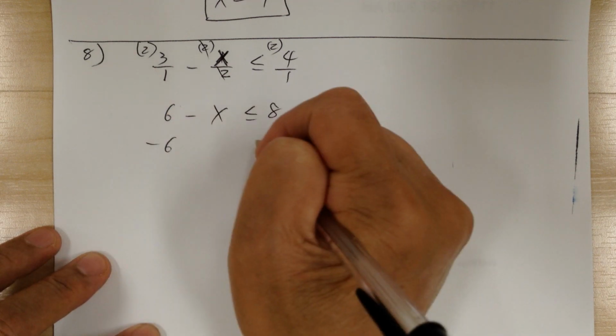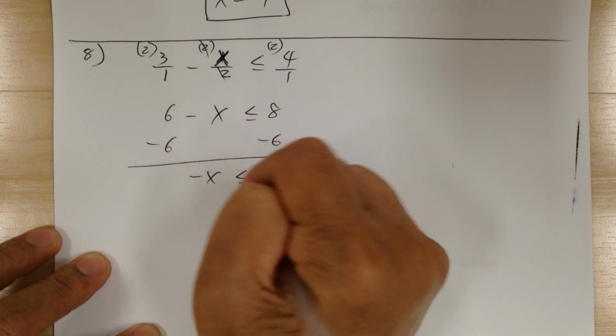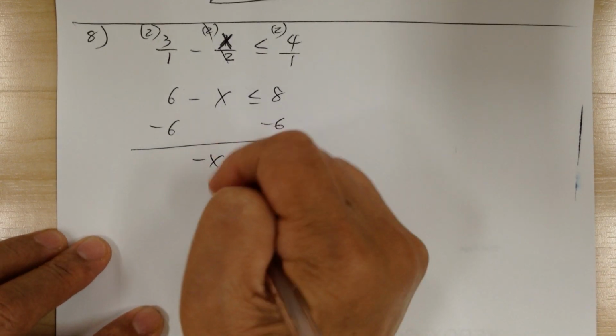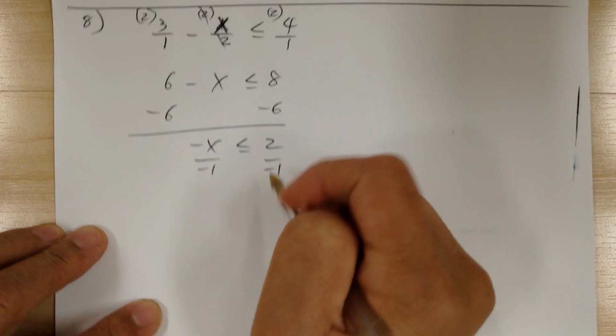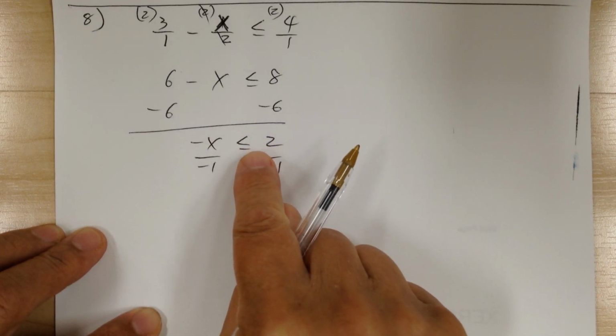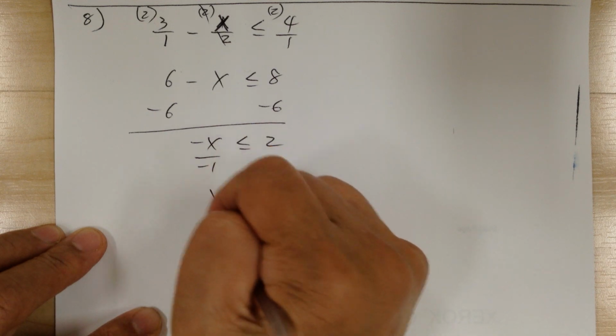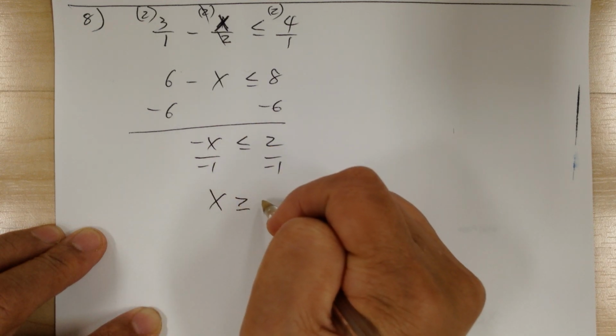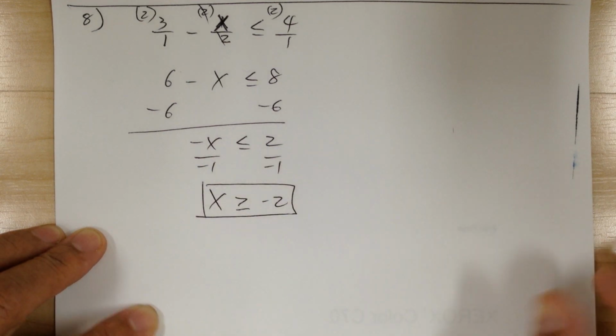Then minus 6 on both sides. So I got negative x is less than or equal to 2. Then divide by negative 1. Now you have to change direction when you divide or multiply by a negative number. So you got x is greater than or equal to negative 2. Okay.